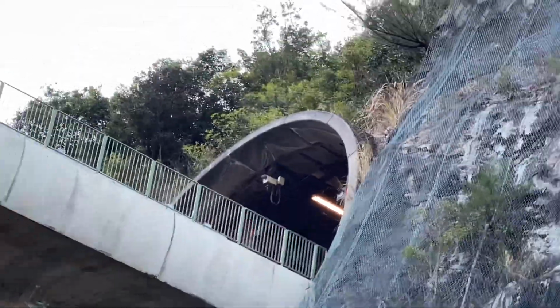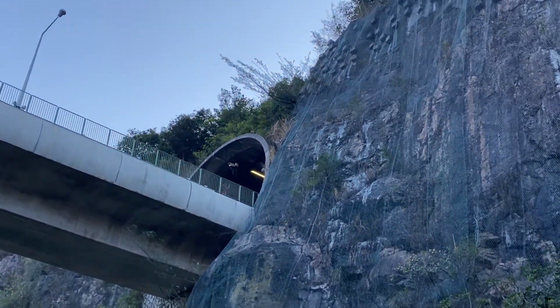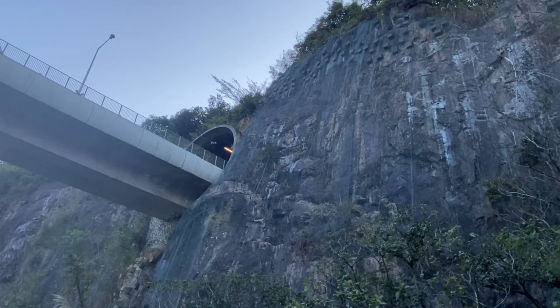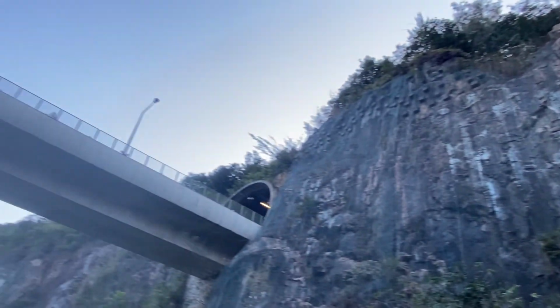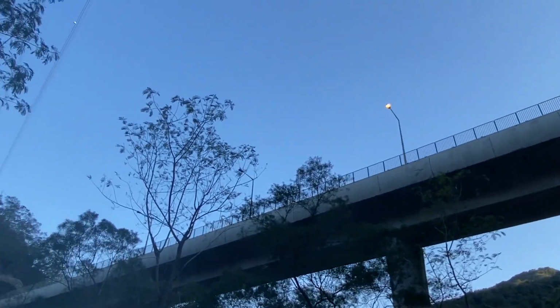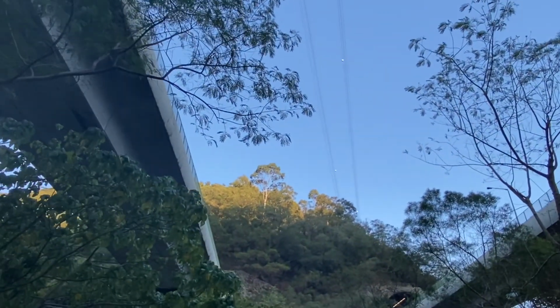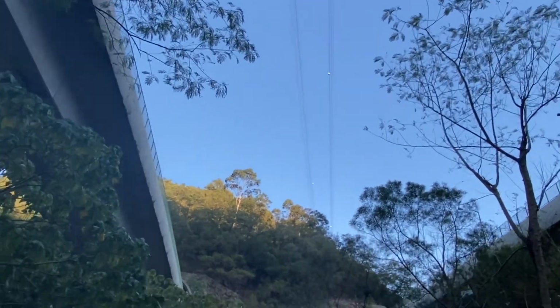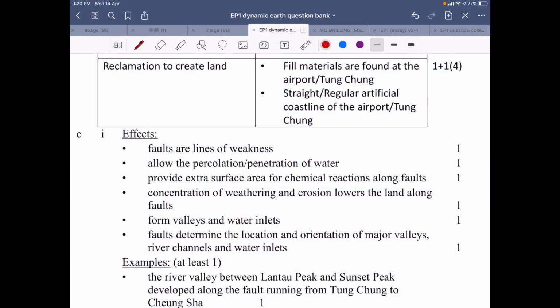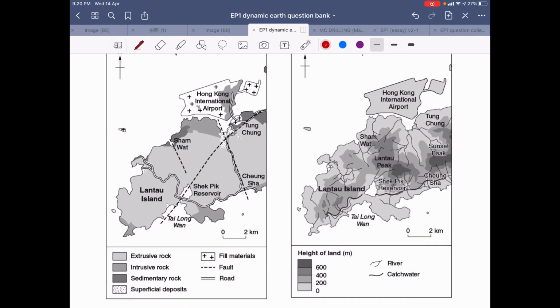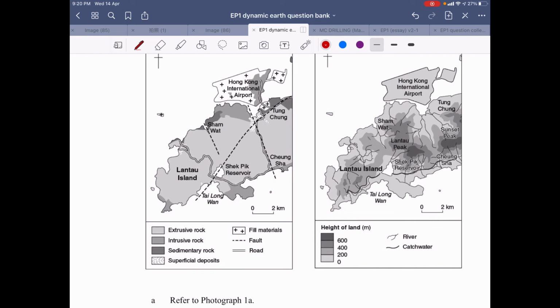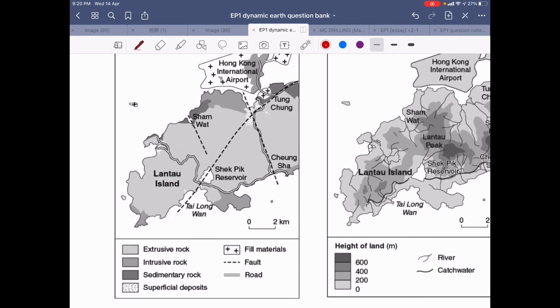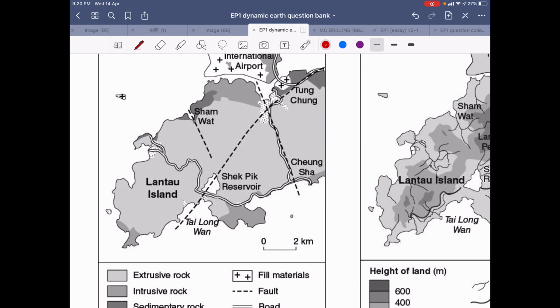You can see right here is the tunnel, and if a landslide or rockfall takes place right here, it is quite tragic, because you can hear the traffic is quite busy indeed. If nothing had been done here, the landslide and rockfall would be very severe to the area. I'm just going to explain why faulting also makes the area more susceptible to mass wasting or denudation. You can see right here that the road and the reservoir are built along the faults, and you can find this out easily.